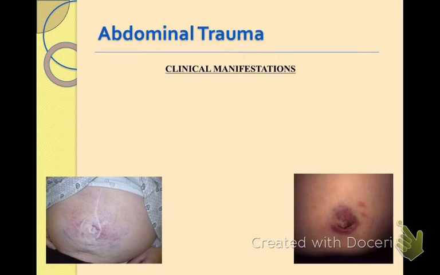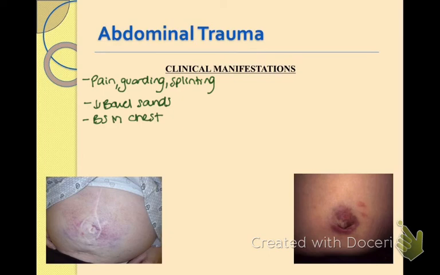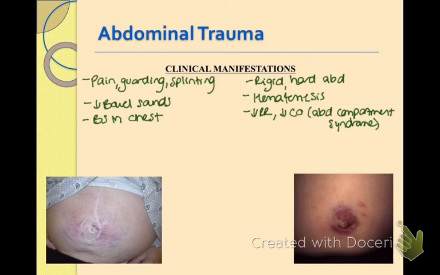So what clinical manifestations are we going to see? Obviously pain, guarding, splinting, decreased bowel sounds. We can hear bowel sounds in the chest. They might have a rigid or hard abdomen. They might be throwing up blood. They may get abdominal compartment syndrome, and this is kind of a scary thing where they have decreased respiratory rate and decreased cardiac output. Because of this, there's so much pressure inside the abdomen that it's pressing up against the diaphragm, the lungs, and the heart.